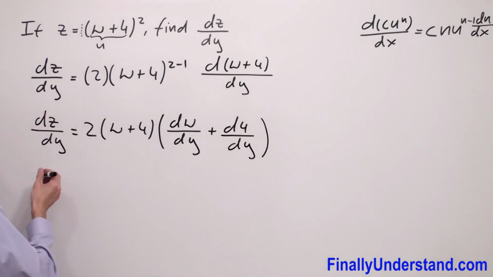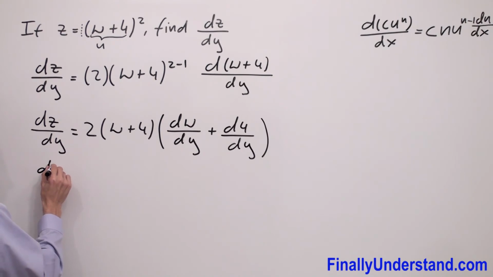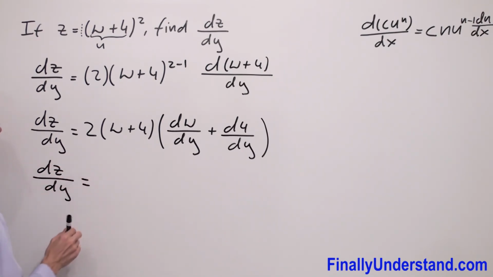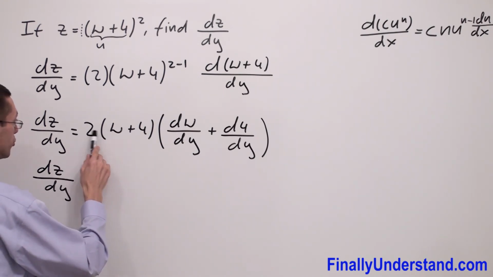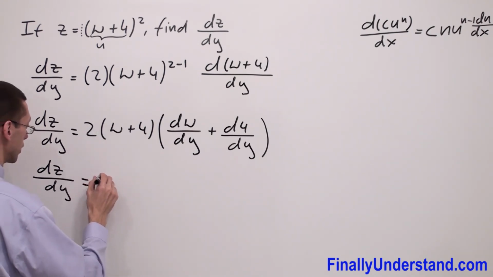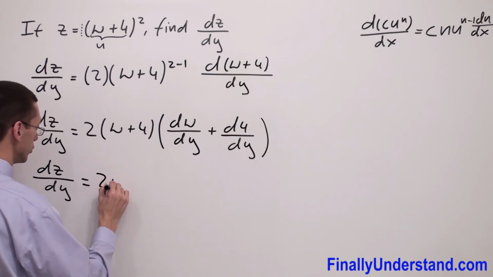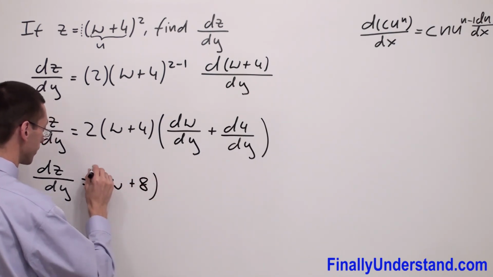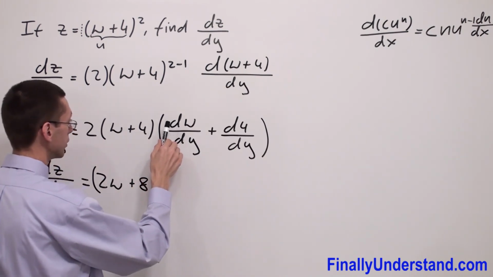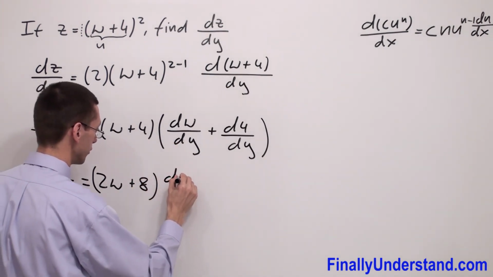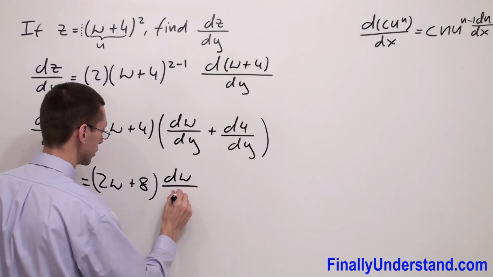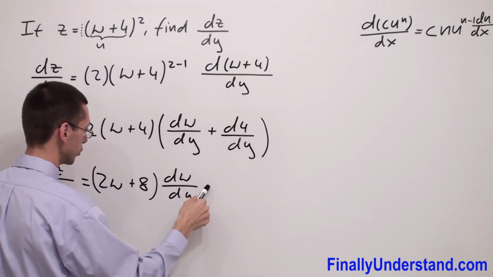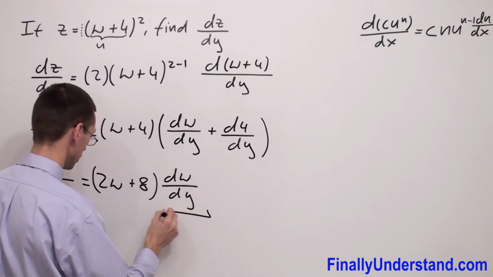Okay, so let's take a look at what we have. We have the derivative of function z with respect to y is equal to... We can distribute this 2 into the parentheses, so I'm going to have 2w plus 8 times the derivative of w with respect to y plus the derivative of the constant, which is 0, that's why I'm not going to write it. And this is the solution to my problem.